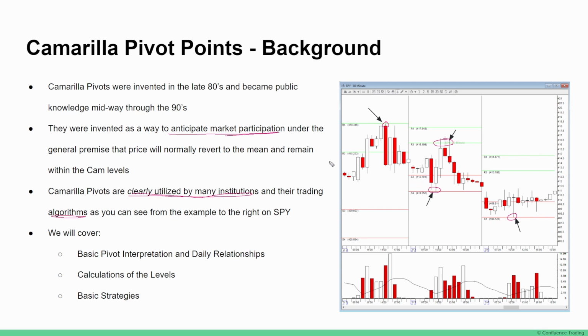So when we talk about Camarilla pivot points today, we're going to cover three basic things. The first is I'm going to give you just a general interpretation of how you read them and their daily relationships. I'm then going to go through how you actually calculate them, which feel free to skip this part if you're not interested, but a lot of people do want to know the actual levels and the math behind it. And three, I'll talk about the basic strategies that you can implement with them, which ultimately get pulled into my broader Confluence trading strategies. So there's a lot to cover. Let's go ahead and get into it.